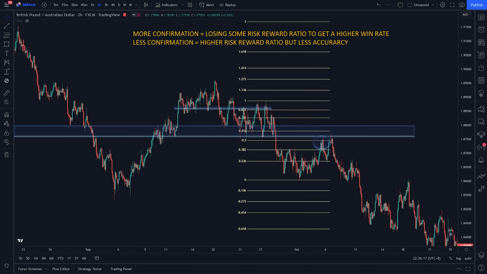Trend line with the engulfing candle, you will be losing some risk-reward ratio to get a higher win rate. But if you use Fibonacci to find your entry, you will get a better risk and reward ratio, but you will also sacrifice some accuracy in your trade. There is nothing perfect in trading, and every strategy has some shortcomings.